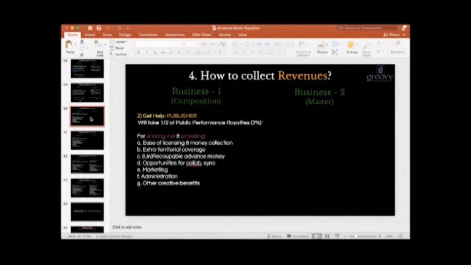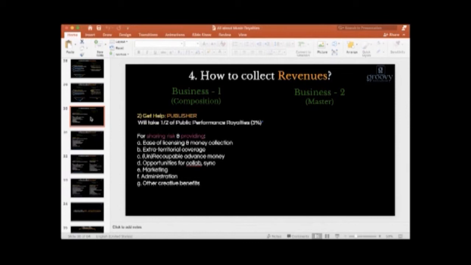They also help you get money from extraterritorial coverages, for example, outside your geographical location. They also provide you an upfront advance money, which they might get back from you. So that's what recoupable means there. They also provide opportunities for collaborations. They provide opportunity for sync, which is synchronization. They help in marketing, administration, and other benefits.